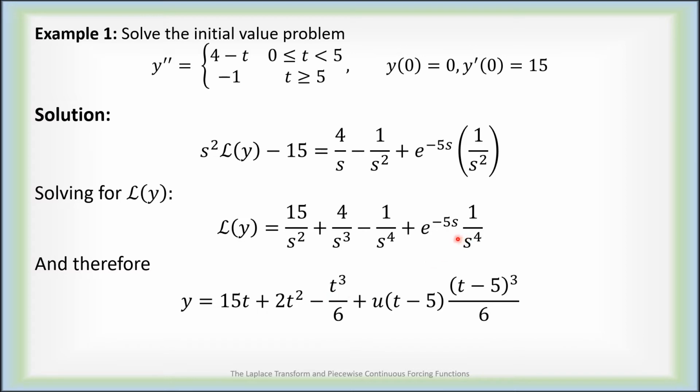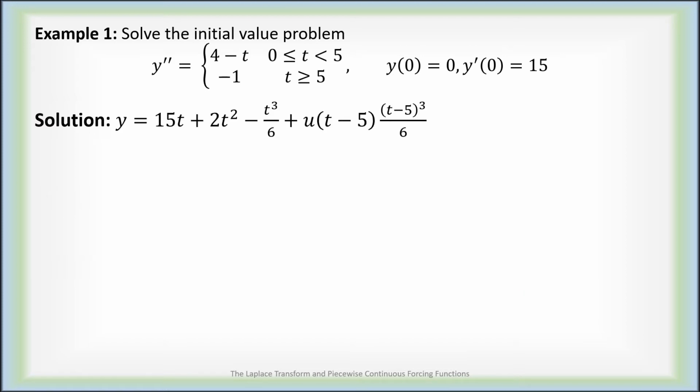And then here we're applying our shifting theorem again. We recognize this right here to be the Laplace transform of t cubed over 6. But it's being multiplied by this exponential, so when I take an inverse Laplace transform, we end up with this step function, u of t minus 5, and then instead of t cubed over 6, it's t minus 5 cubed over 6. So here's the solution we have so far.